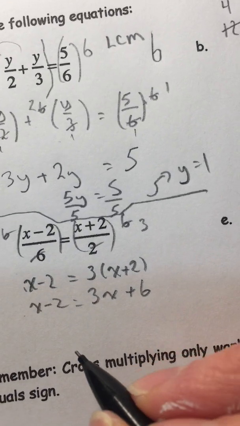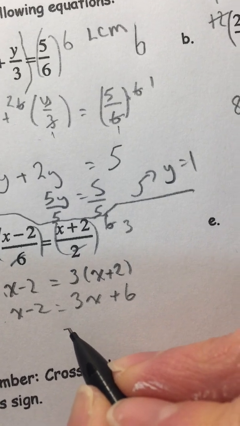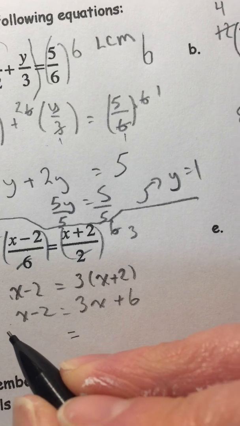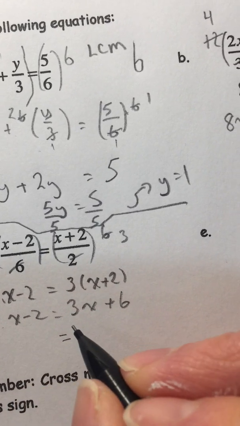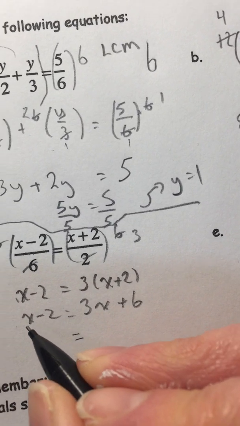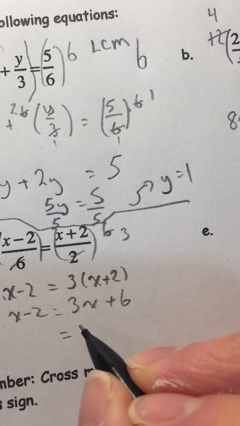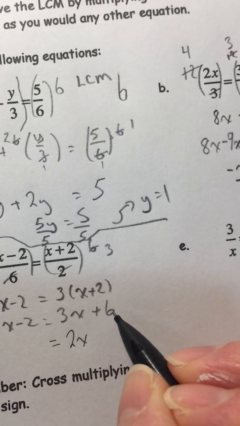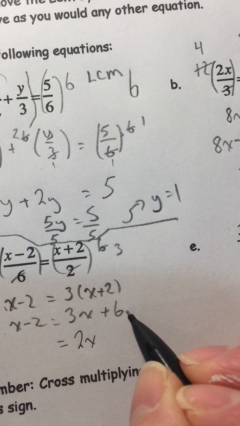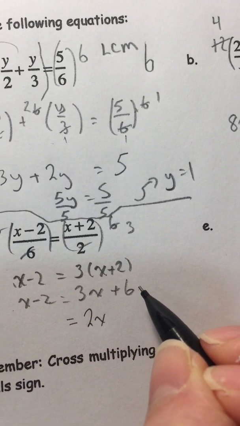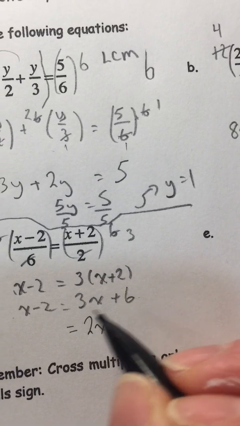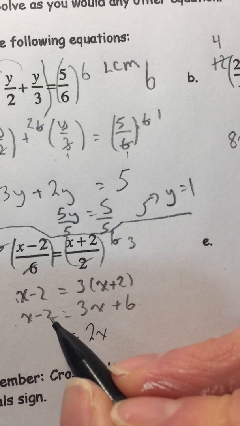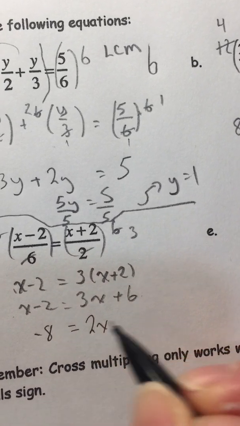I can now just move the x's to one side and the numbers to the other. So since 3x is on this side, I've got more of them, and there's an x on that side, I'm going to bring this x over there by subtracting it from both sides. If I subtract an x from this side, it's gone. If I subtract an x from this side, I'm left with 2x. At the same time, I'm going to move this over here by subtracting 6 from both sides. If I subtract 6 from this side, it's gone. If I subtract 6 from this side, I get -2 take away 6, which is -8.